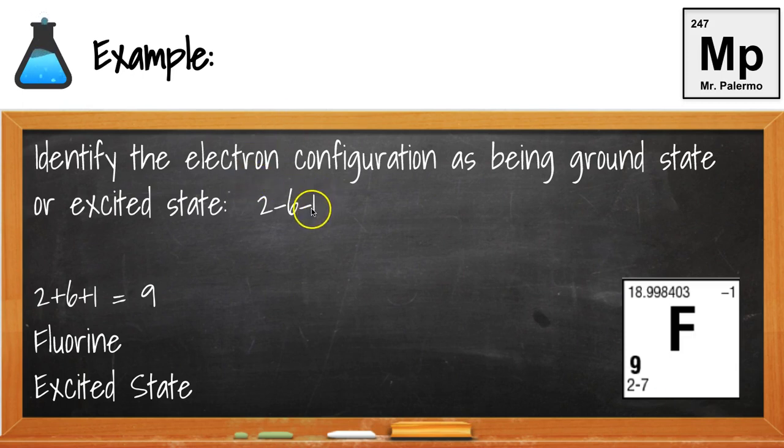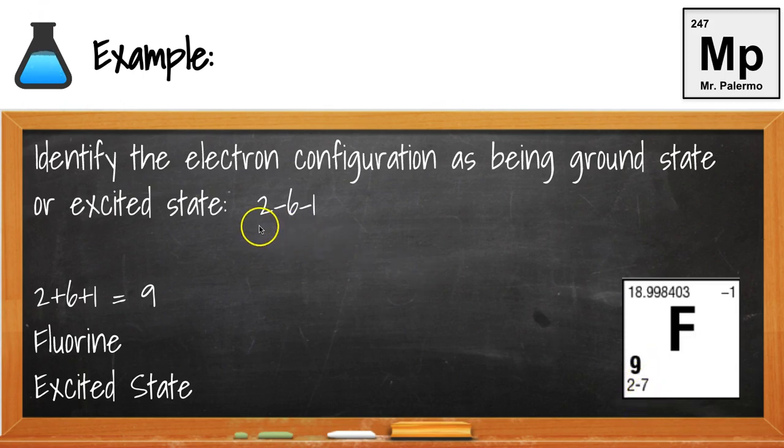So 2-6-1. The first thing I want to do is figure out which element this is. So 2 plus 6 plus 1 is going to give me 9. I look up element number 9 because 9 electrons equals 9 protons in the neutral atom. And I see that's fluorine. And look at the configuration for fluorine. This is the ground state, the lowest possible energy configuration, which is 2 electrons in the first level and 7 in the second, or valence.